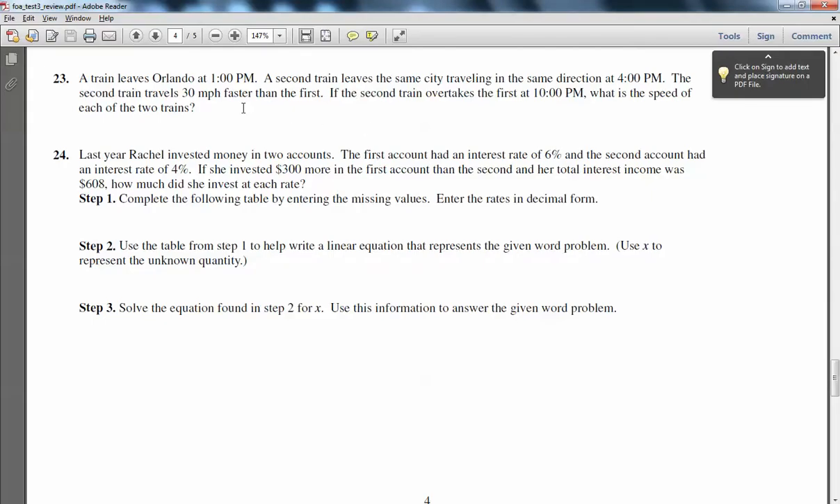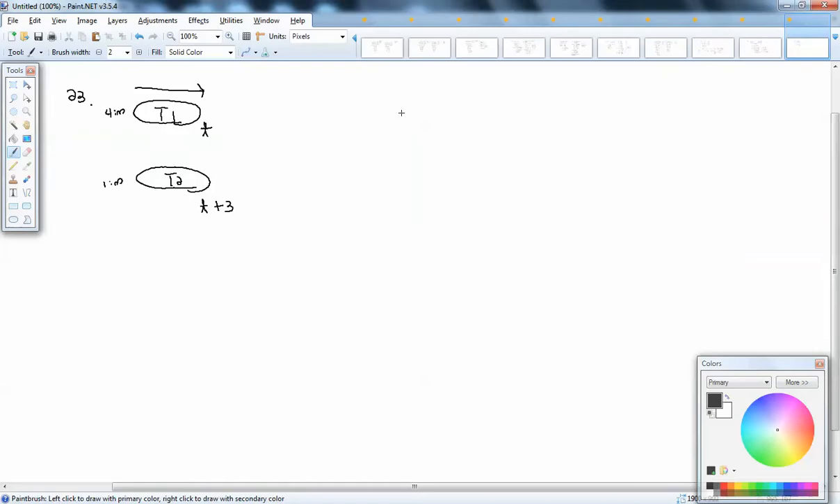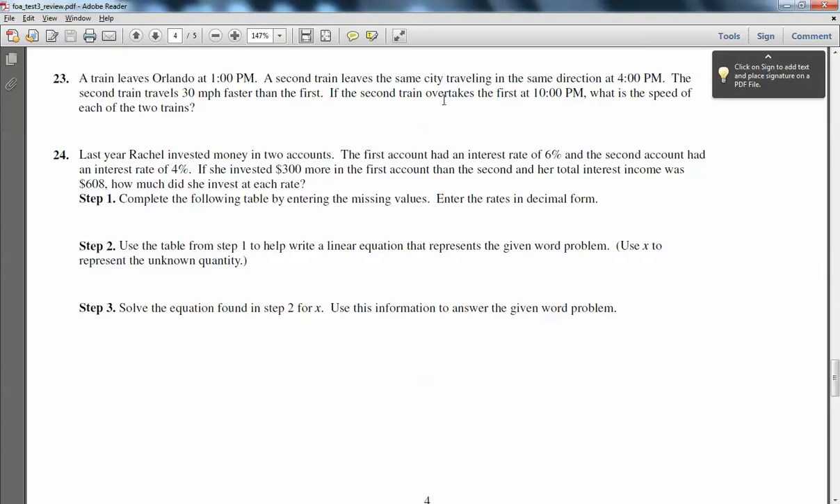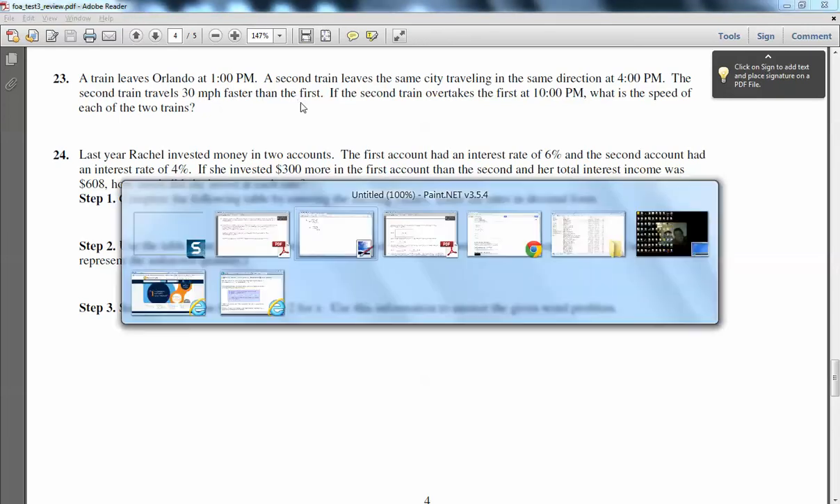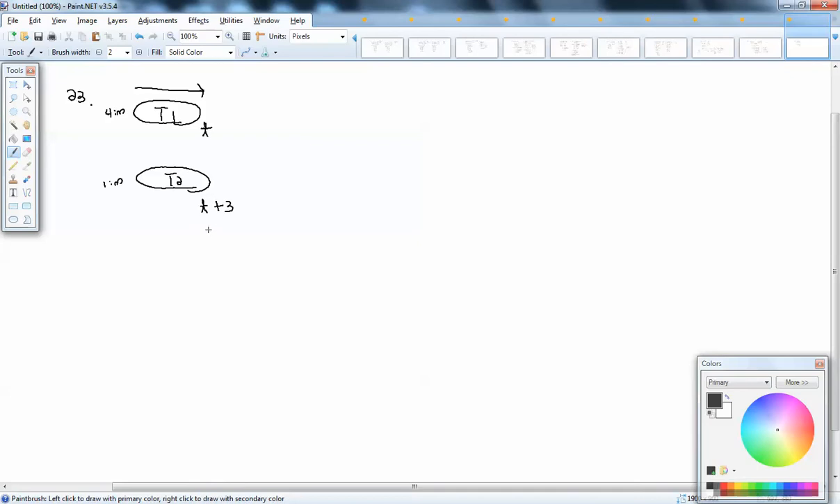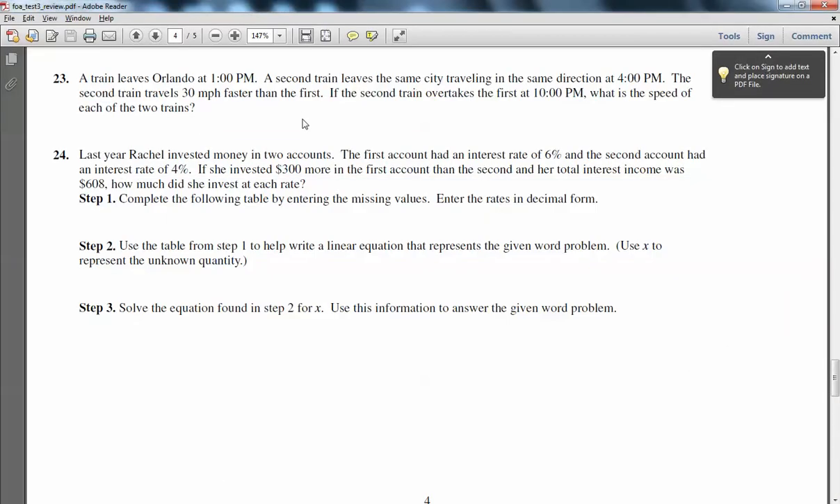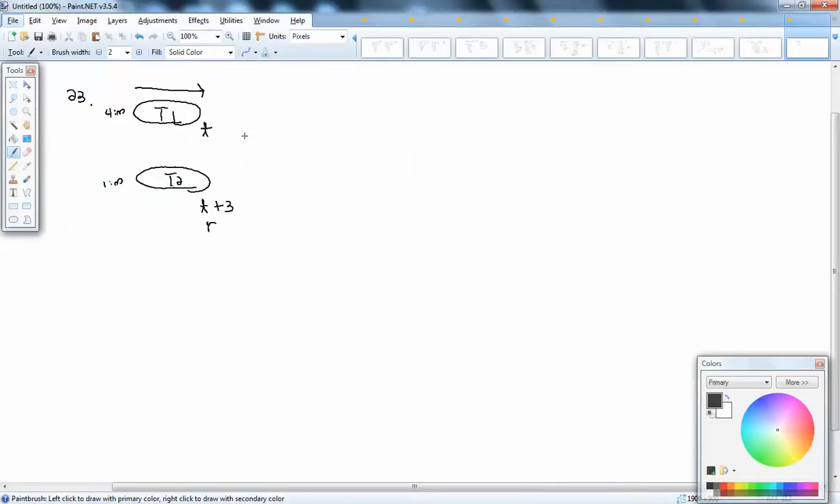Okay, the second train leaves the same city in the same direction at 4 p.m. So the 4 p.m. train is this one. Second train travels 30 miles per hour faster than the first. This is my first one. If this one's going r, 30 miles per hour faster, this would be r plus 30.